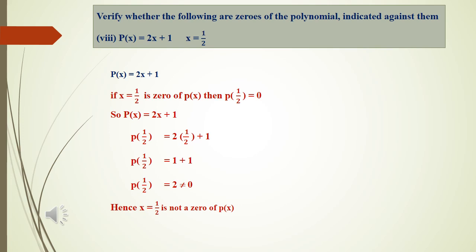So finally we can conclude that when the given real number is substituted in the given polynomial, if the result is 0, we can say that the given real number is a zero or root of the given polynomial. If we do not get 0, then we can say that for the particular given real number, it's not a zero of the given polynomial.